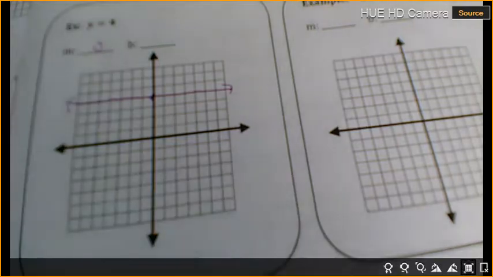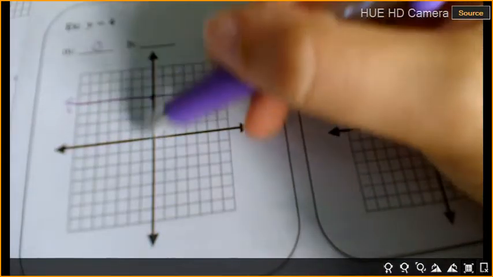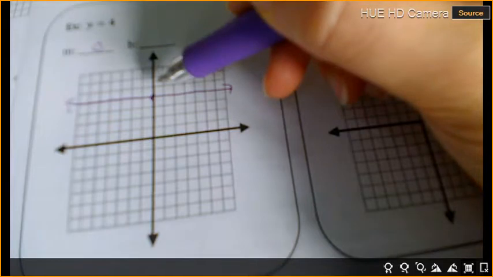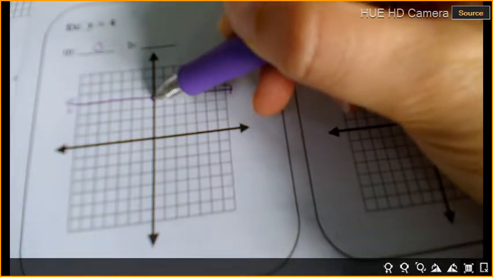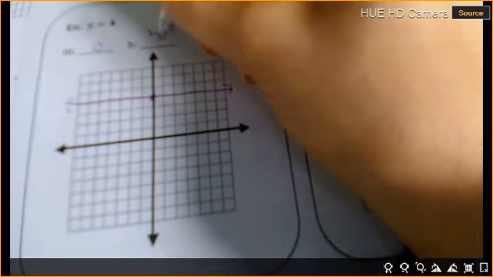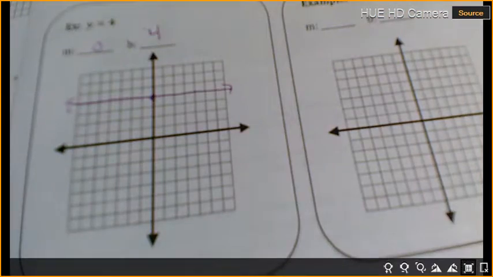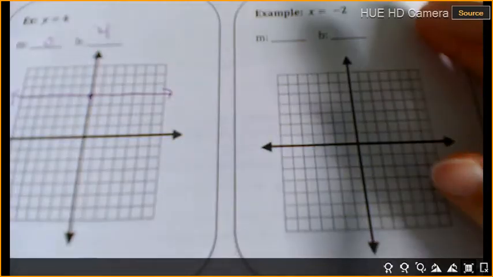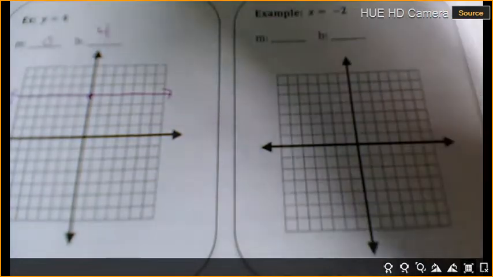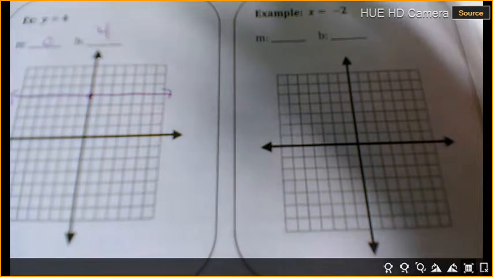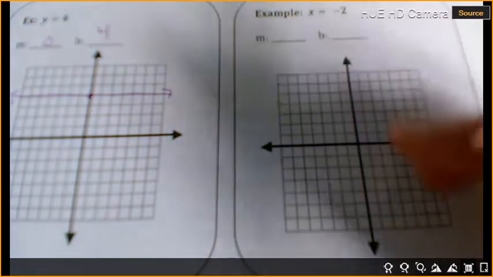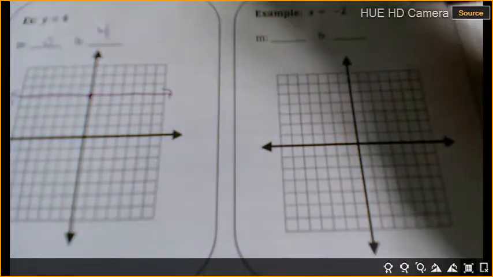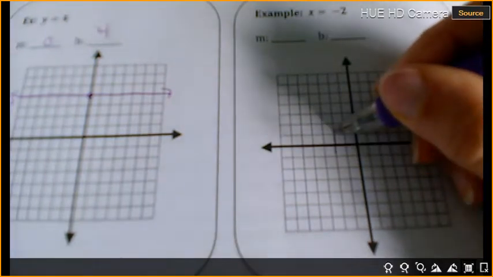Okay. Where does this line cross the y-axis at? Where does it cross the y-axis? This is the y. What is this point right here? I don't know. Okay. All right. So, let's graph this first. What is the x-axis? X-axis goes right or left or up or down? Right or left. And it's -2, so I'm going to go to the left 2. And that's my line.